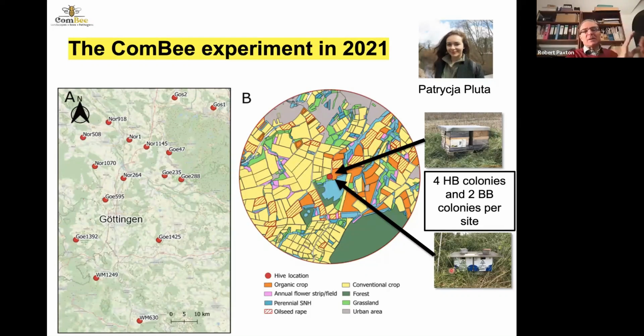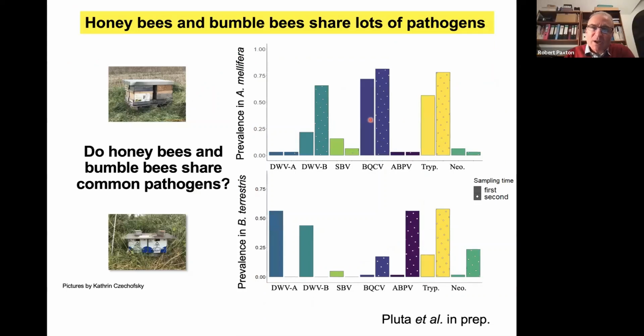So these are not bees that we've collected randomly from the field, like in the first study. Here we're actually looking to see whether they share in real time when we have placed out the colonies. And this is the summary that I'm going to show you. At the top, you can see the prevalence of pathogens in honeybees, and at the bottom is the prevalence of those same pathogens in bumblebees. So we've got honeybees at the top, bumblebees at the bottom, and they were sampled twice, once in early summer and once in late summer.